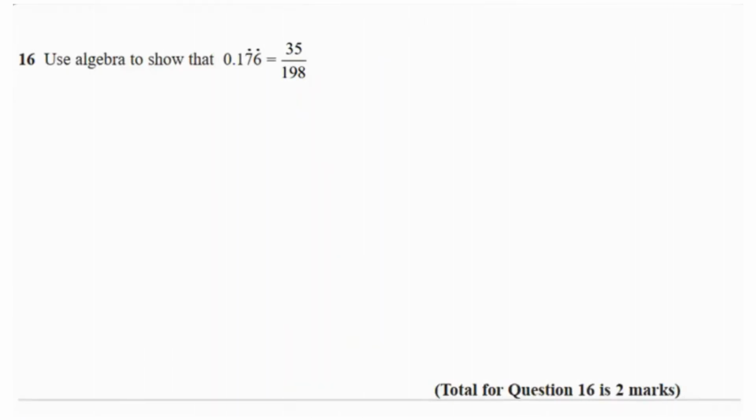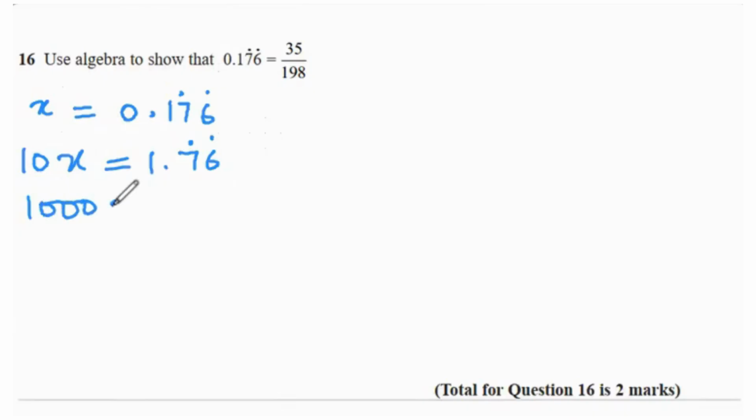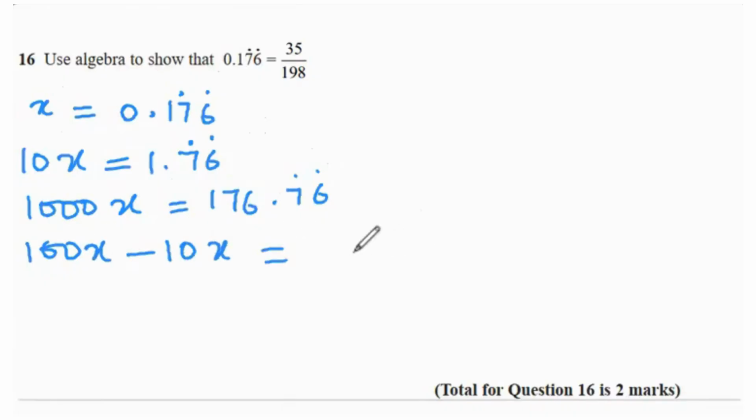This one says use algebra to show that 0.176 recurring equals 35 over 198. So start with saying that x is equal to 0.176 recurring. Let's multiply x with 10. So 10x equals 1.76 recurring. Then we can multiply x with 1,000. 1,000x equals 176.76 recurring. Numbers after the decimal are exactly the same. So we subtract 1,000x and 10x, and over here we subtract 176.76 recurring and 1.76 recurring.